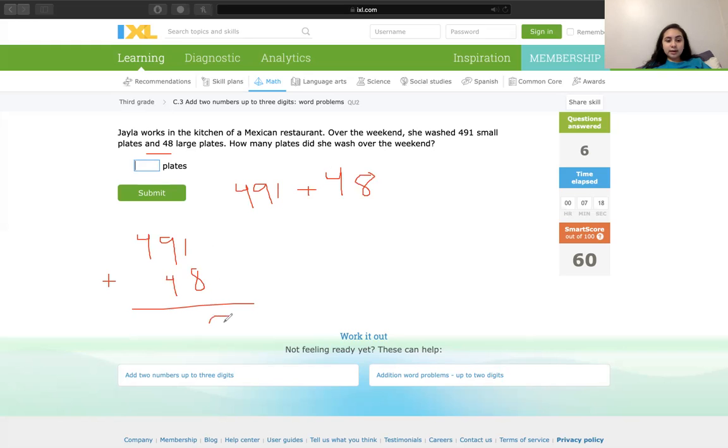Eight plus 1 is 9. 9 plus 4, 1, 2, 3, 4. So it's 13. And 1 plus 4 is 5. 539.